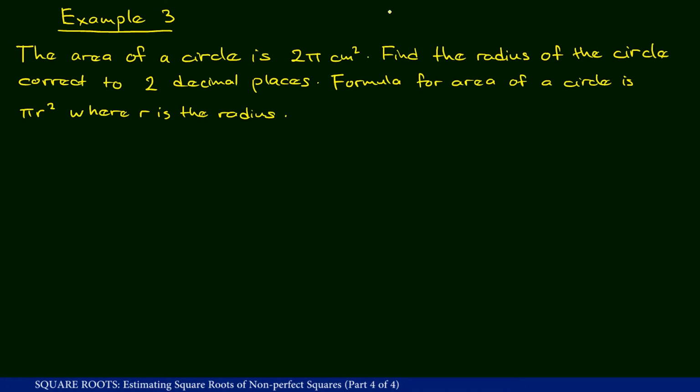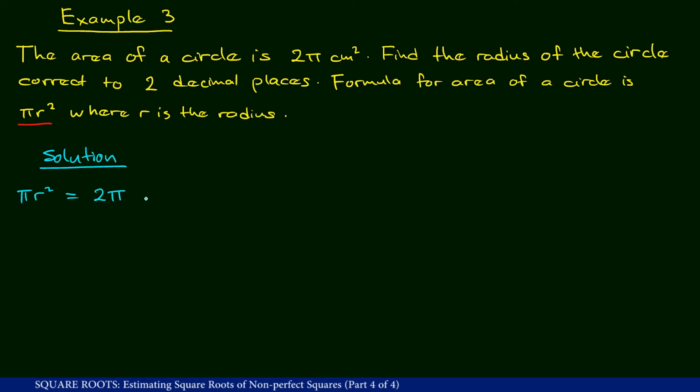Example 3. The area of a circle is 2 pi centimeters squared. Find the radius of the circle correct to 2 decimal places. The formula for the area of a circle is pi r squared, where r is the radius. Okay, the formula is pi r squared, and the area is equal to 2 pi centimeters squared.